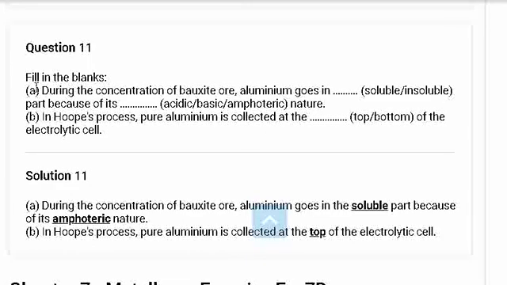Now fill in the blanks. During the concentration of bauxite, aluminum goes into the soluble part because of its amphoteric nature. And in the electrolytic process, pure aluminum is collected at the bottom of the electrolytic cell. This is the true one.